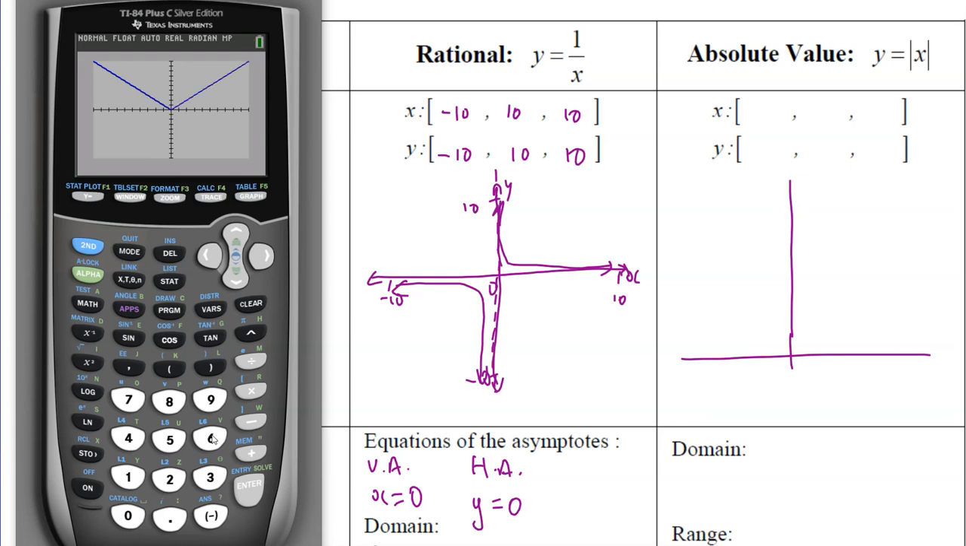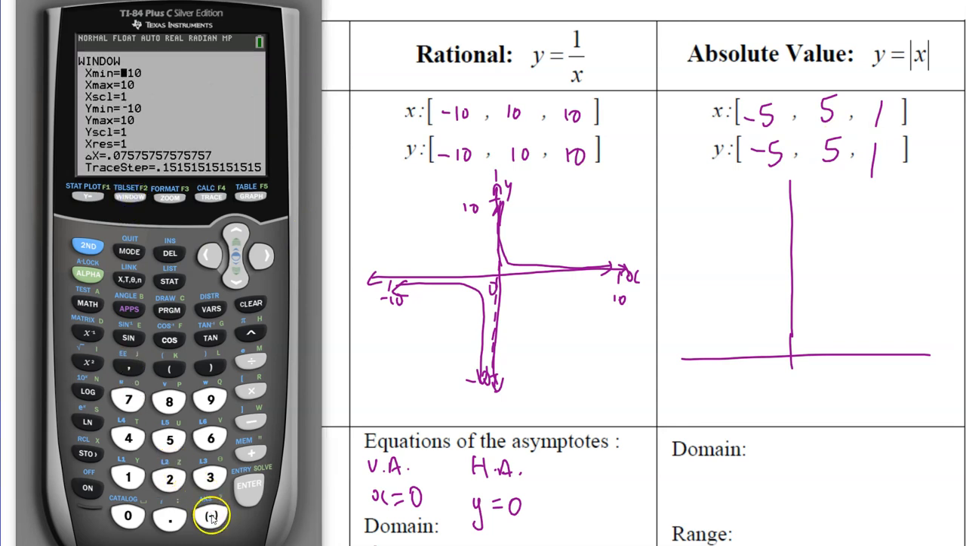And we'll say, oh, okay, yeah, standard window. Okay, but there's nothing down here, right? And let's come in a little tighter on this. So let's say we're going to go -5 to 5 by 1s and -5 to 5 by 1s. So window, -5 to 5 by 1s, -5 to 5 by 1s.